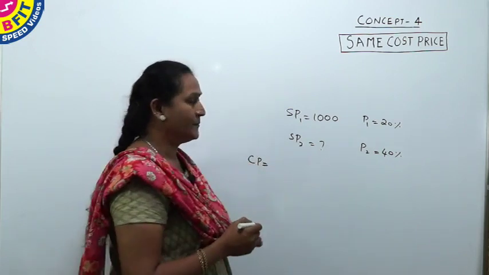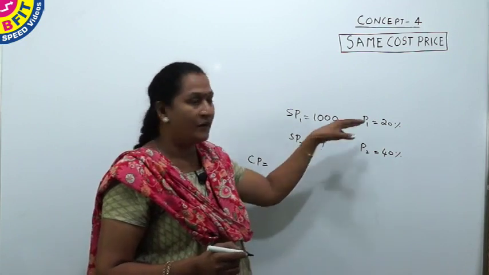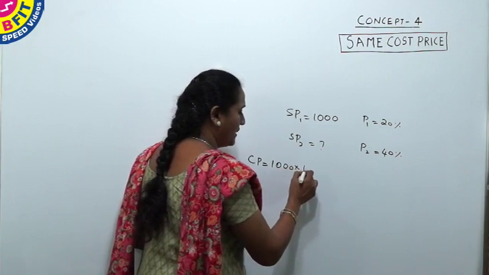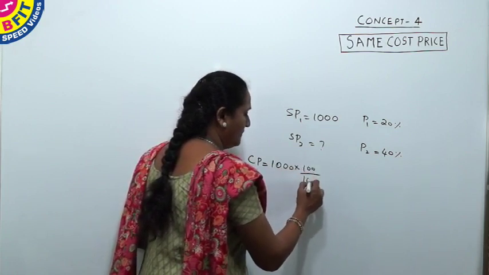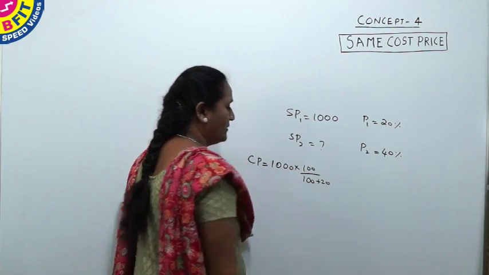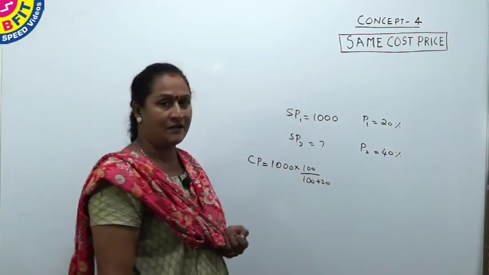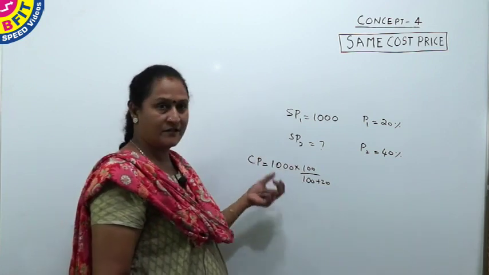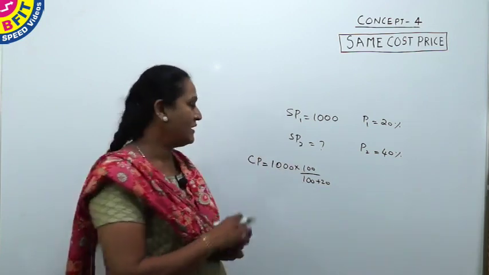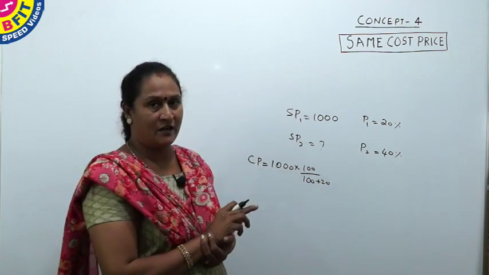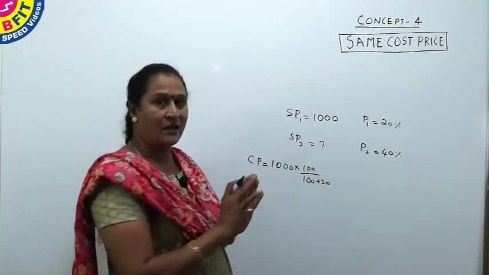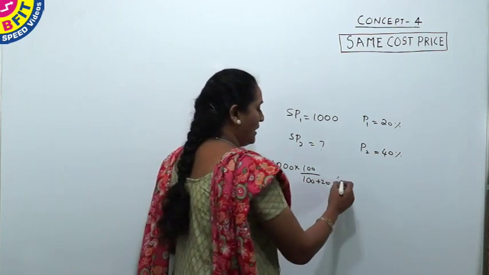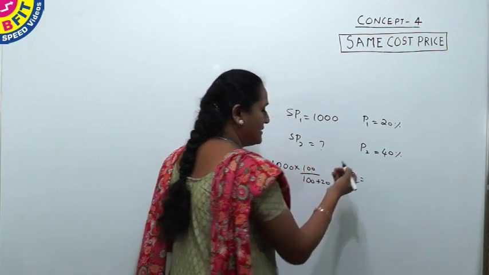So the cost price is the selling price into the reverse of the change factor. So 1000 into 100 by 100 plus 20. The profit percent is 20, so we add this to 100. Now we can simplify. Normally when this is given, we simplify and find the cost price, and use that cost price here to work out. But I'll keep this as such and show you the shortcut here without simplifying. So what is the second selling price?